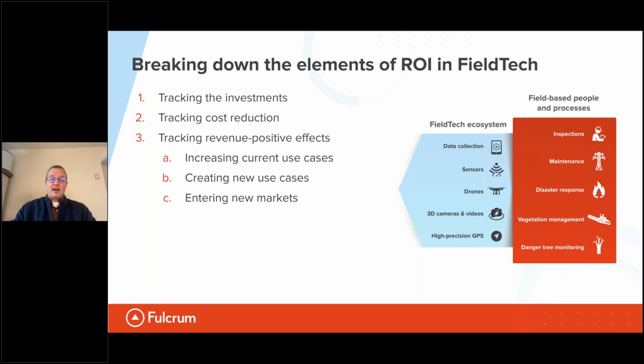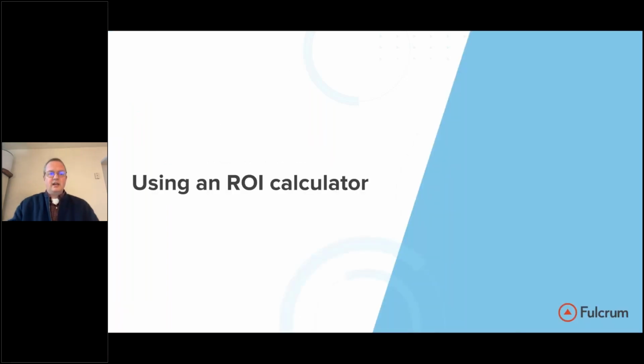Those are a lot of things to keep track of, but I think that there are probably a lot of different elements that you can think of within your use case as well. What I'd like to do very briefly is show you how to use an ROI calculator. This is one that was developed here at Fulcrum. It's focused a bit on what Fulcrum does, but I think you will see how it gets used and how it could be applied to a lot of different situations. But I'll walk you through a simple use case, and that way we can see what it looks like, and you can understand some of the numbers that are coming out of it.